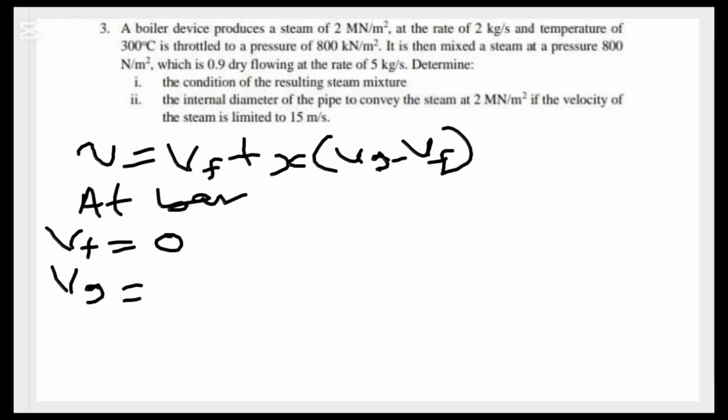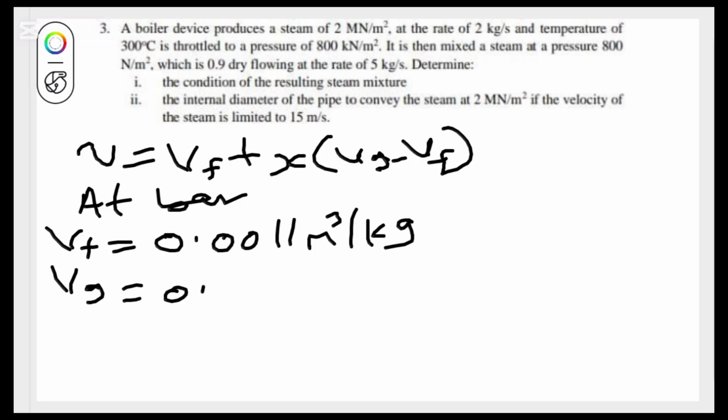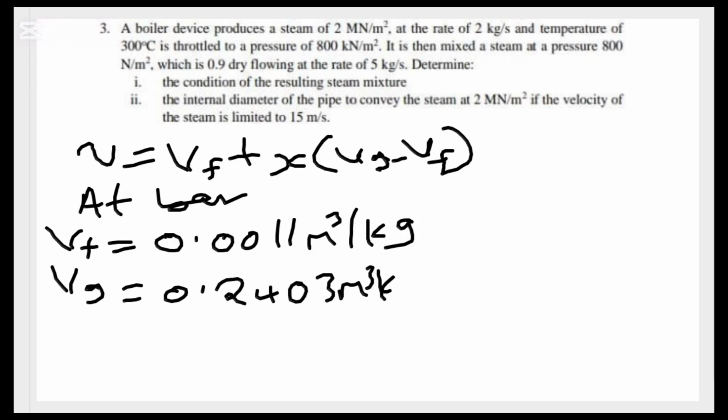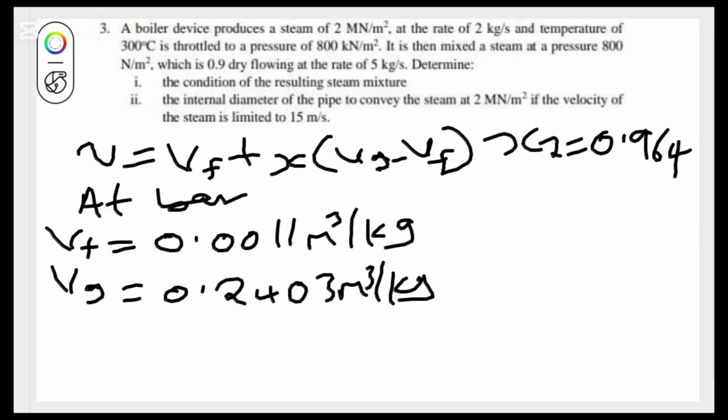Yes, as I said, 0.0011 is a constant, so therefore I'm going to use this constant. And from the steam table, our Vg is 0.2403 meter cube per kg. And our dryness fraction, as we are given, okay, let me check. We find our dryness fraction X2, I think it is 0.964. Yes, it is 0.964. So therefore we are going to use it.